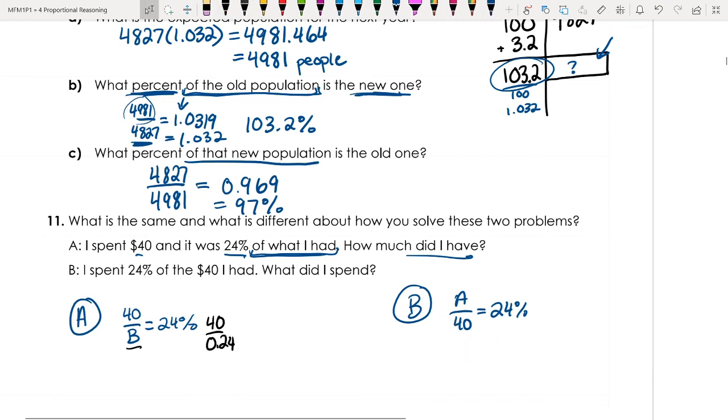So you can see the difference in how we answer these two kinds of questions. In question A, we're trying to find the base, so we divide. In question B, we're trying to find the amount, so we multiply.